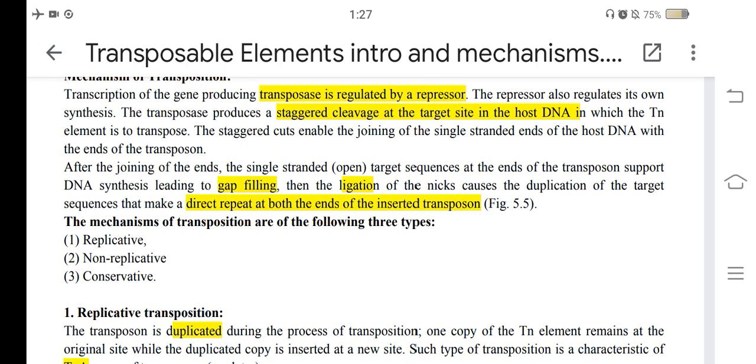The transposase produces a staggered cleavage at the target site in the host DNA into which the Tn element is to transpose. The staggered cuts enable the joining of the single-stranded ends of the host DNA with the ends of the transposon. After the joining of the ends, the single-stranded open target sequences at the ends of the transposon support DNA synthesis, which leads to gap filling. Then the ligation of the nick causes the duplication of the target sequence, which makes a direct repeat at both ends of the inserted transposon.